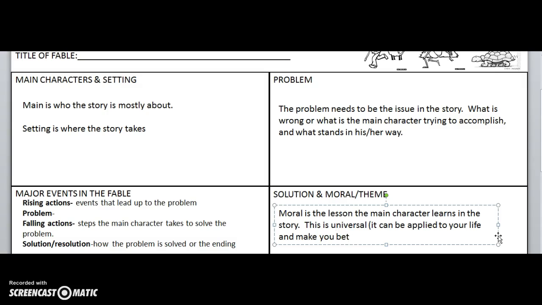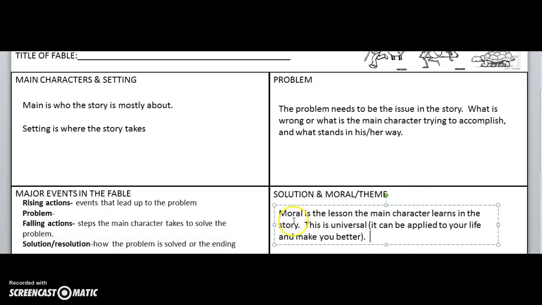For example, the moral in our read aloud yesterday, The Boy Who Cried Wolf, or The Shepherd Boy and the Wolf, as it was titled, we learned that basically once you lie, you are labeled as a liar. So when you do decide to tell the truth, most people will not believe you. That is something that if you apply that lesson or that moral to your life, it will help you become a better person, because you'll be looked at as a more trustworthy person. Okay?